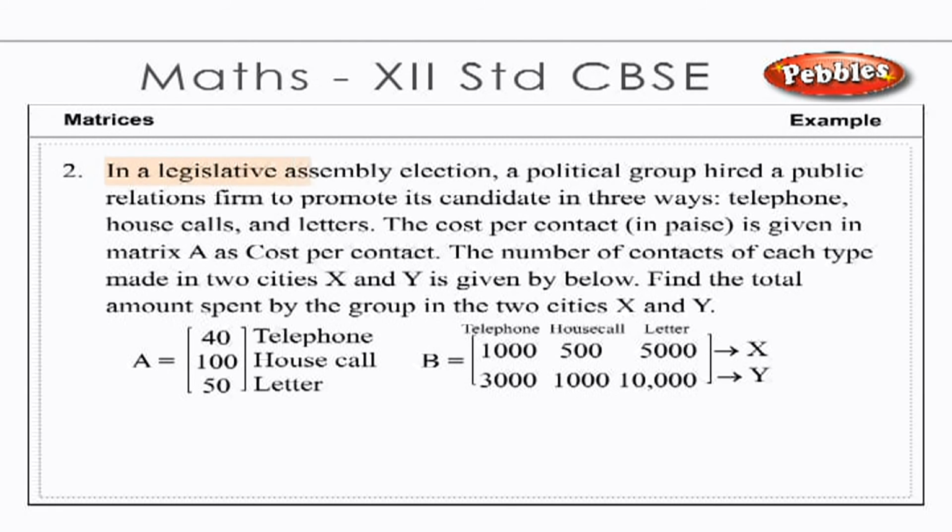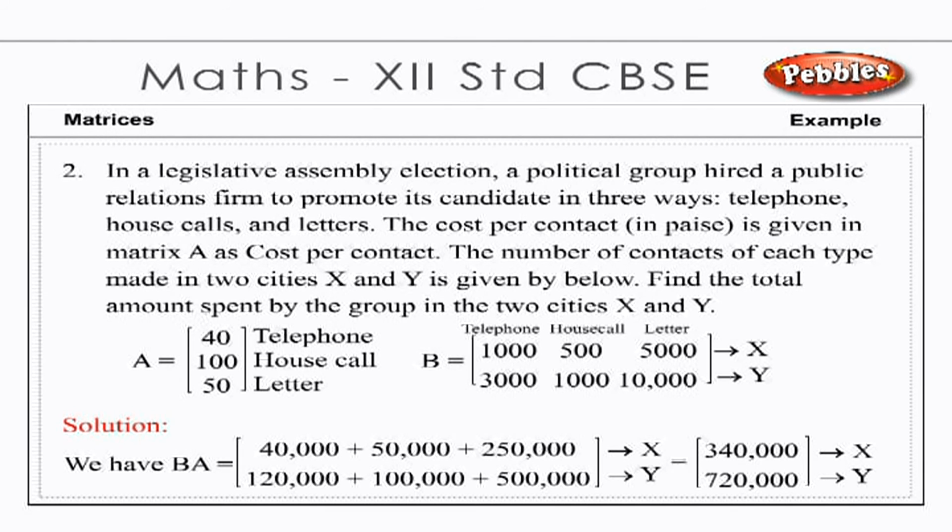Example: in a legislative assembly election, a political group hired a public relations firm to promote its candidate in 3 ways: telephone, house calls, and letters. The cost per contact in paise is given in matrix A as cost per contact. The number of contacts of each type made in 2 cities X and Y is given below. Find the total amount spent by the group in the 2 cities X and Y.